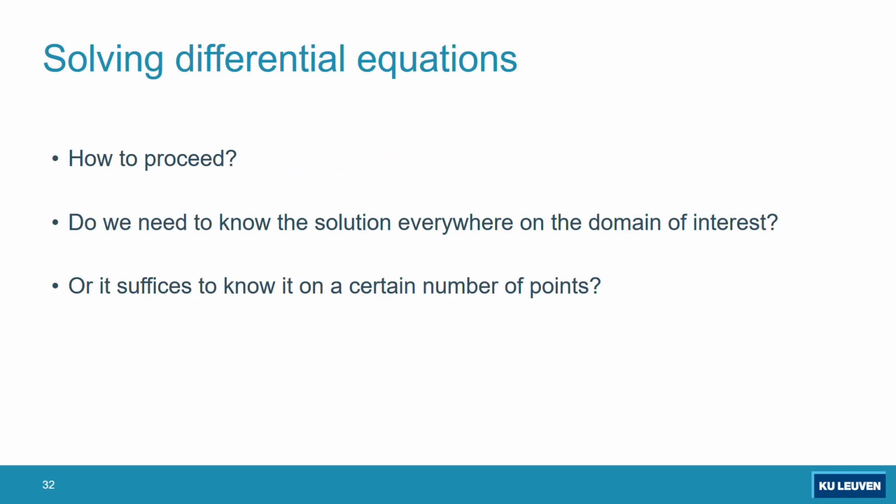So let's go back to the question. Now we know that the answer to the first question is no, we don't need to know it everywhere. And for the second question, yes, it suffices to know it on a certain number of points.